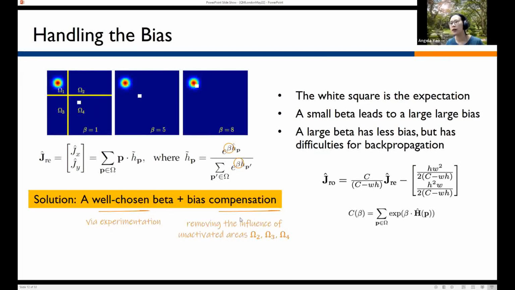And so we're going to remove the influence of these unactivated areas. Through some simple linear algebra, you can end up with this unbiased regression output. This is the original output, which is taking the expectation over the entire part. Then you can remove the portions of omega 2, 3, and 4 through this type of scaling and offset. And here the C itself is the overall normalization, this summation at the bottom.